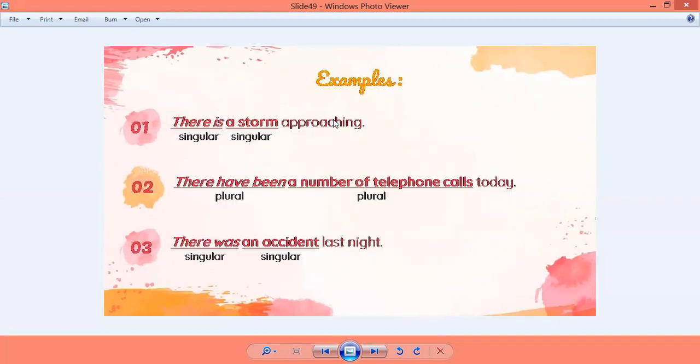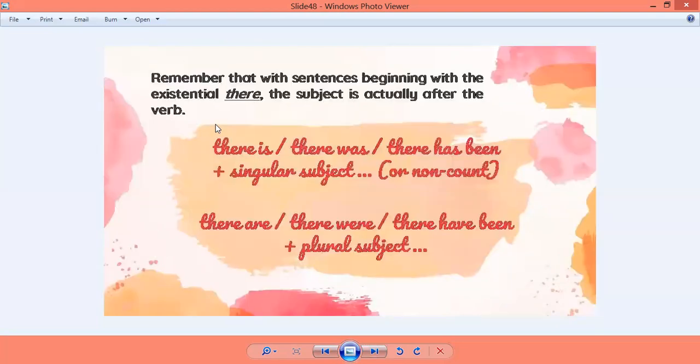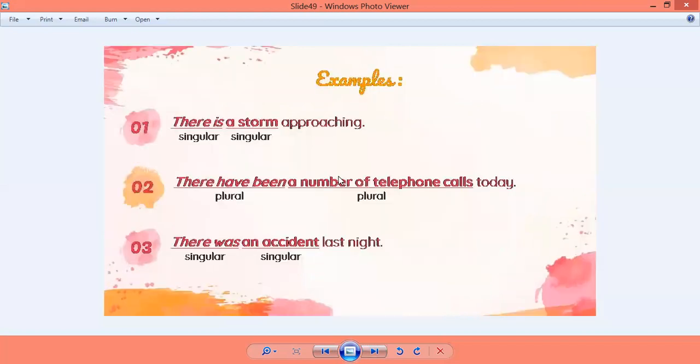There is a storm approaching. There is. As per the slide, यहाँ पे क्या था? There is. If there is a sentence which is starting from there is, it will be followed by a singular subject. राइट, यहाँ पे देयर इज है तो यहाँ स्टॉर्म आएगा, स्टॉर्म्स नहीं लगा सकते हम लोग. व्हाई? बिकॉज देयर इज इन इटसेल्फ इज सिंगुलर.